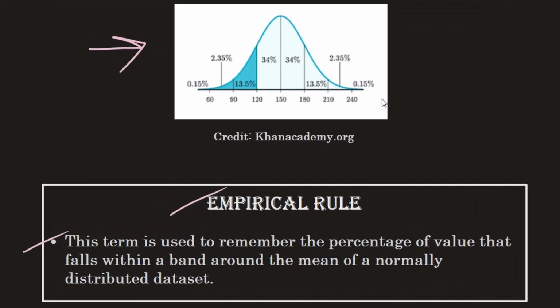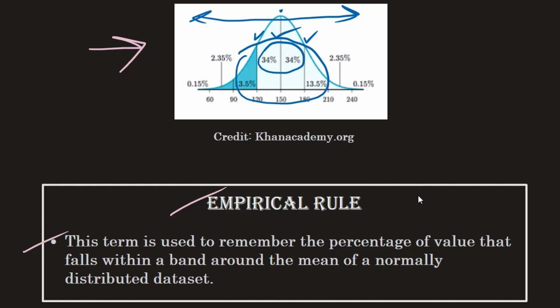If you pay close attention to this figure, this is the point of the mean, this is the first band, and this is the second band. In total, we have around 68% of the data from this entire population falling within the first band. If we move ahead to the second standard deviation, then almost 95 to 96% of the entire data falls within this area. And this is something which is nicely explained by the empirical rule.